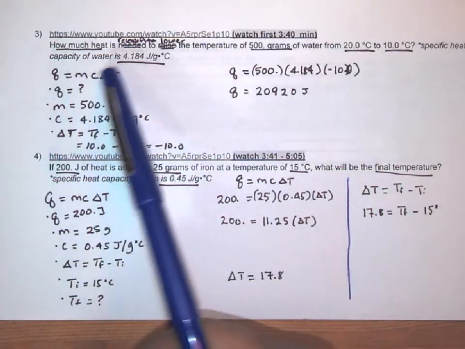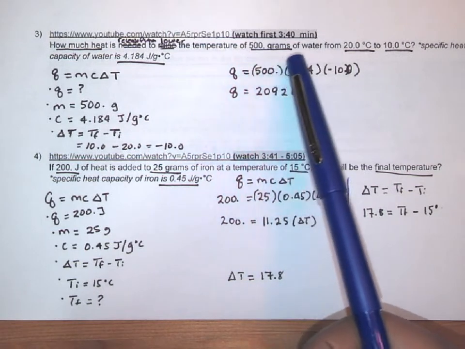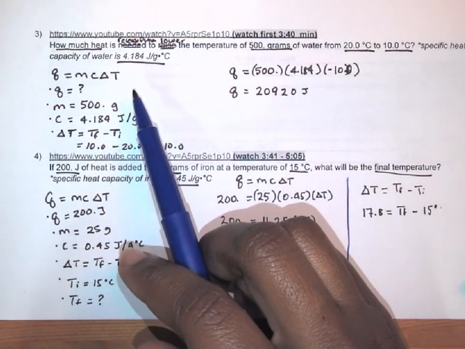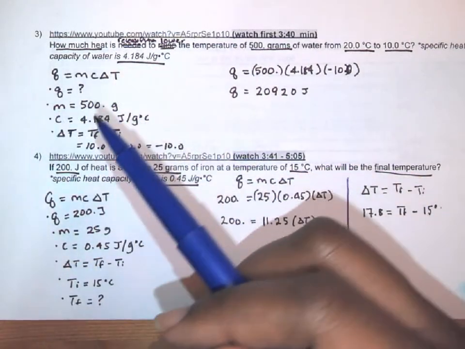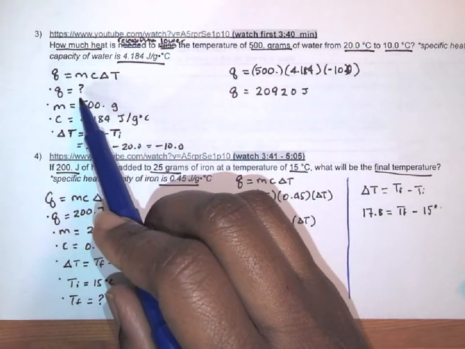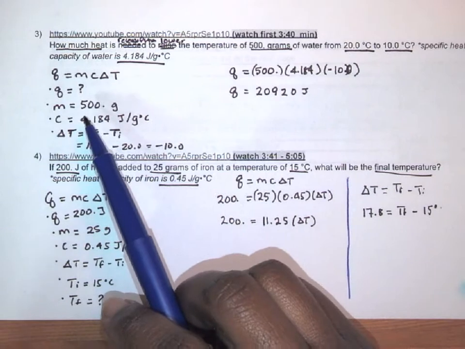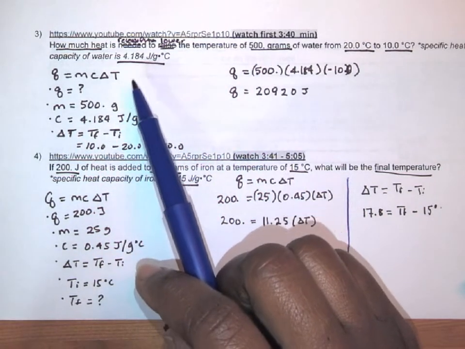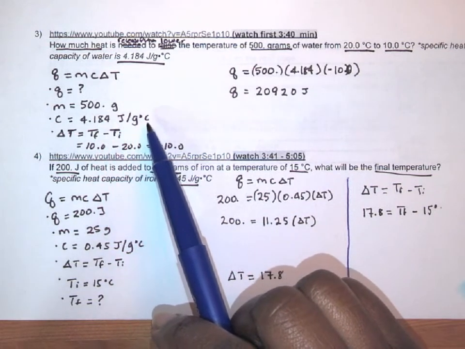And they give you the specific heat of water. All right, so how much heat is released to lower the temperature of 500 grams of water from 20 degrees to 10 degrees Celsius. So the equation that we always use is Q equals MC delta T. Q is the symbol for heat, so that's what we're looking for. That's my question mark because it's saying how much heat. They give me the mass of the water, 500 grams. They give me the specific heat or heat capacity of the water, 4.184 joules per gram degree Celsius.